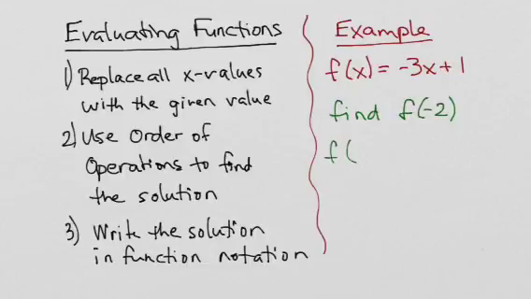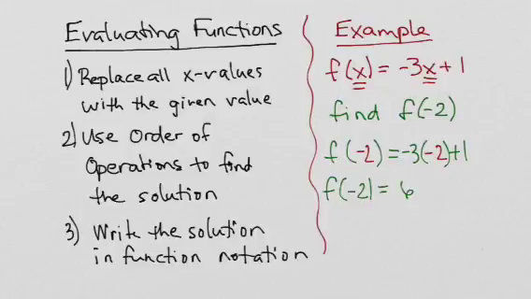That means f of x equals negative 3x plus 1. Everywhere I see an x, I take it out and replace it, in this case, with a negative 2. And again, there were 2 x's there. One here in the function notation, one over here in the actual part of the problem. All right? Step 2, use order of operations to find the solution. So the function, when I use negative 2, equals, well, I do multiply before I add. Negative 3 times negative 2 is 6, and then plus 1. All right?